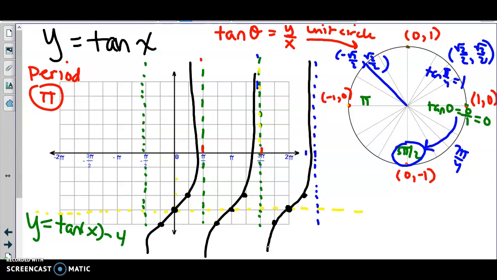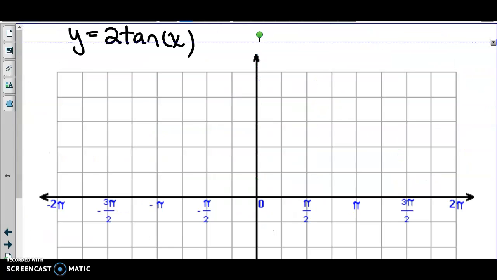The last thing we are going to do is what would change if you had 2 times the tangent of x. So on the outside, if that was sine or cosine, your waves would get larger. It's an amplitude change, so the heights of your waves are getting larger here. Think in terms of you are multiplying all of your outputs. It's a vertical stretch by 2.